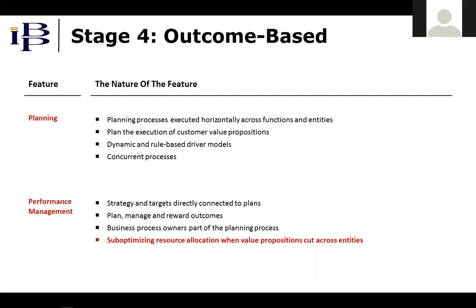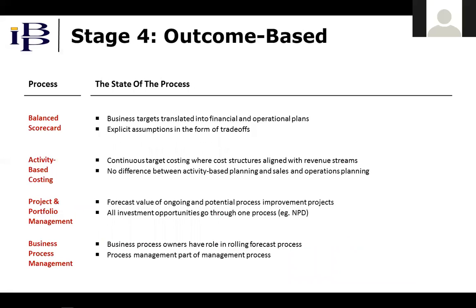In the absence of those kinds of horizontal processes, one of the problems that organizations find is that if you look at most strategic corporate performance management tools, all these tools are functionally driven processes. And when you plan functionally and your value propositions cut across multiple entities, you can't help but suboptimize how you're allocating resources. So that's really the problem that it addresses.